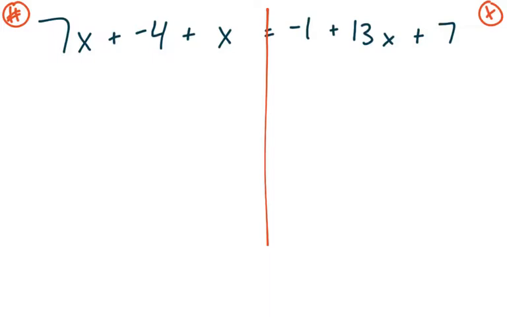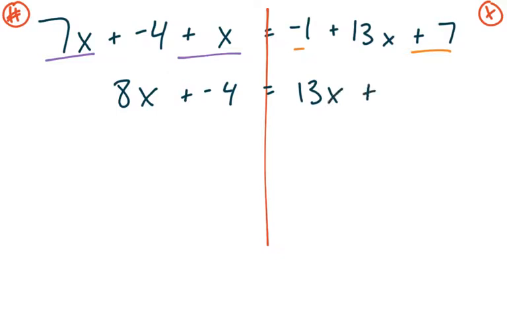Now I'm going to look at each side and see if there's anything I can do. So I'm going to look on the left side. I can combine some of these because I know that x's go with x's. So I have 7x plus another x. So I can rewrite this as 8x plus negative 4, or minus 4. And on the right side, I can do something. I know that negative 1 goes with that positive 7. Numbers go with numbers. So negative 1 plus 7 is the same thing as 6. So I have 13x plus 6. And then I'm going to solve this equation like normal. So I'm going to get all of my x's over from the left side to the right side.